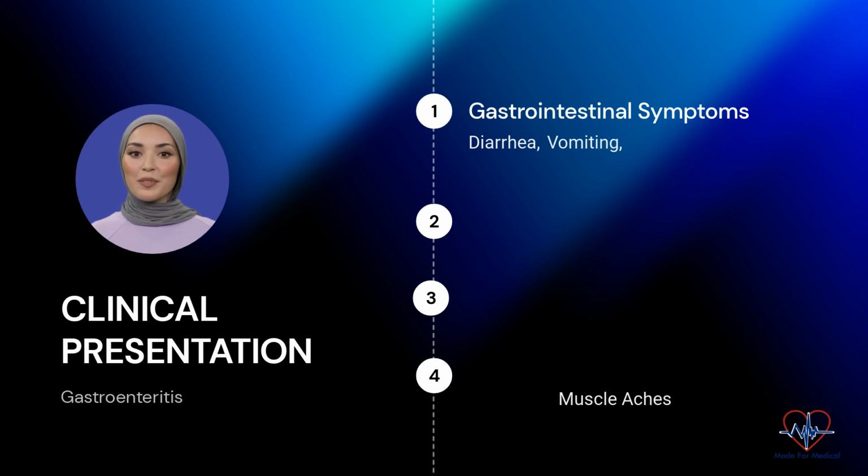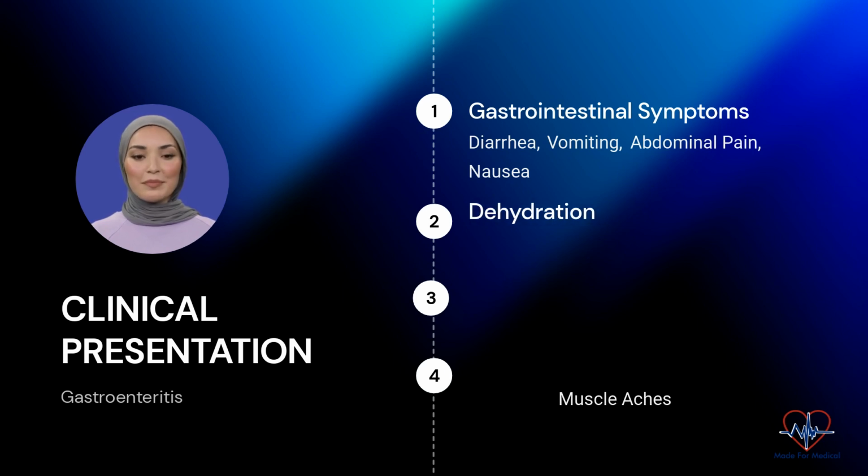Vomiting. Patients with gastroenteritis often experience episodes of vomiting, which may be preceded by nausea or occur spontaneously. Abdominal pain. Abdominal cramping or discomfort is a common symptom of gastroenteritis. The pain is typically located in the lower abdomen and can vary in intensity. Nausea. Many patients report a feeling of queasiness or the urge to vomit, often accompanied by a loss of appetite.